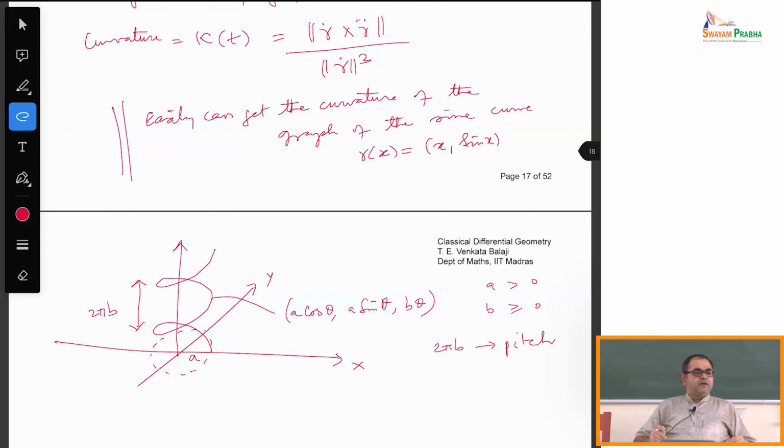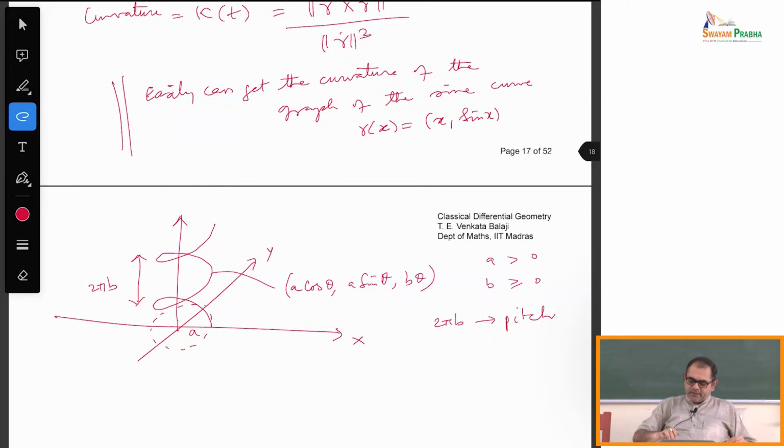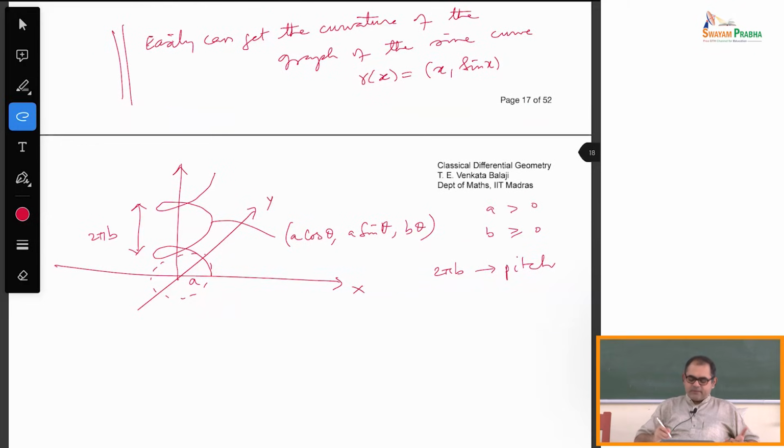Okay, if you think of it as a screw, then this is the pitch of the screw actually. Now this is a parametrization in the single variable theta. And now you can calculate the curvature. So you have gamma of theta is (a cos theta, a sin theta, b theta), and gamma dot of theta.